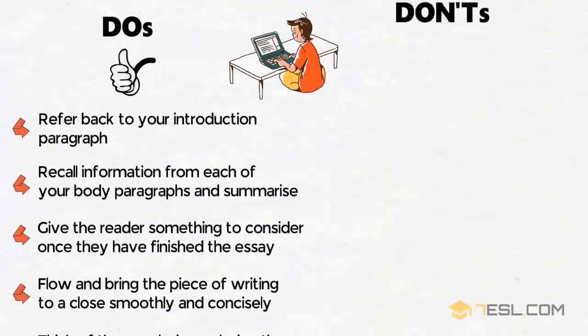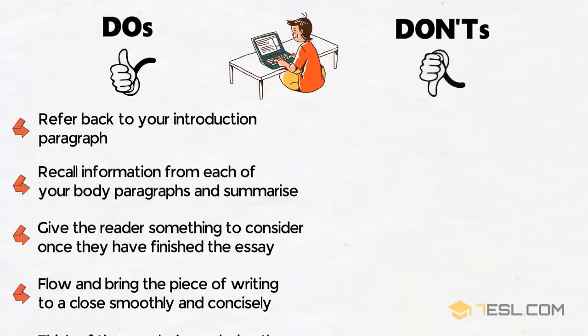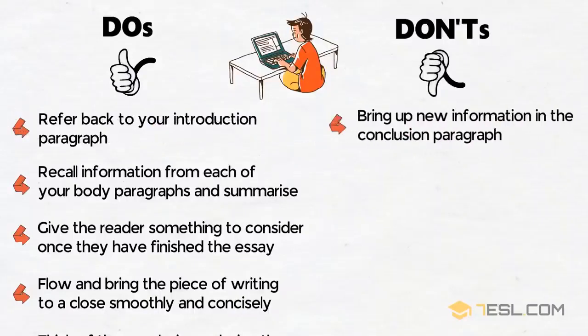There are certain things that should be avoided when writing a conclusion paragraph. Let's take a look at these now. You should never bring up new information in the conclusion paragraph. This is a place exclusively for summing up the ideas that have been talked about. If a new idea comes to mind when writing the conclusion, you should create a body paragraph for this information.